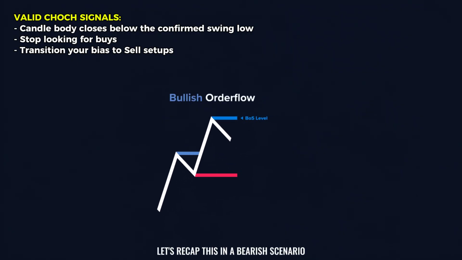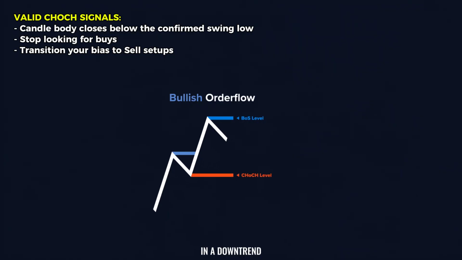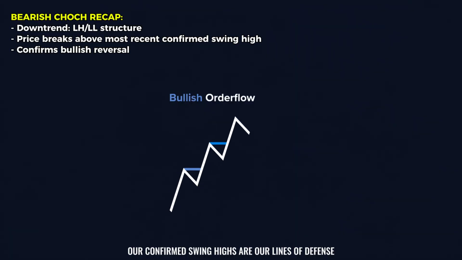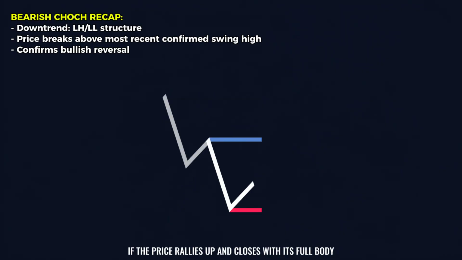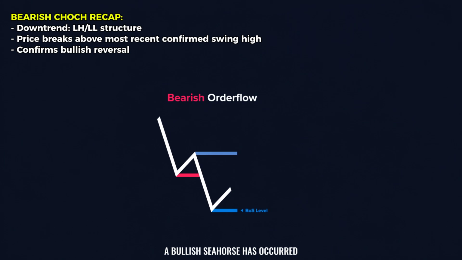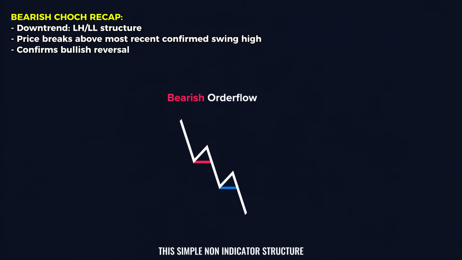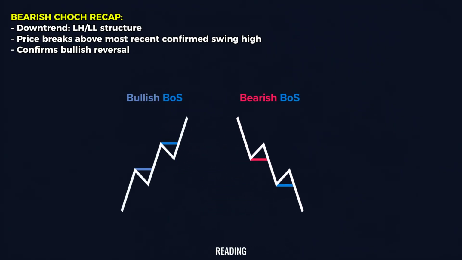Let's recap this in a bearish scenario. In a downtrend, we have a series of lower highs and lower lows. Our confirmed swing highs are our lines of defense for the sellers. If the price rallies up and closes with its full body above the most recent confirmed swing high, a bullish CHoCH has occurred. This proves that the sellers are exhausted and buyers have taken control. This simple, non-indicator structure reading is how you stay on the right side of the market.